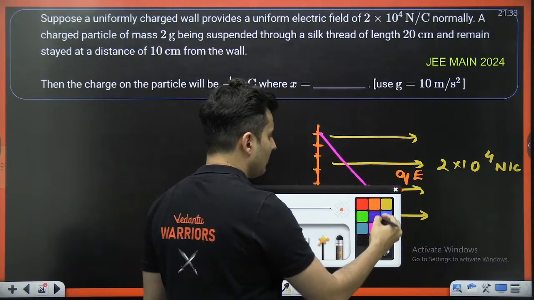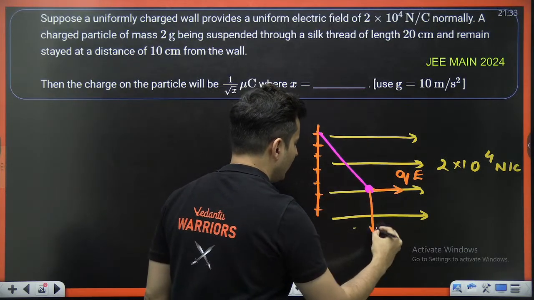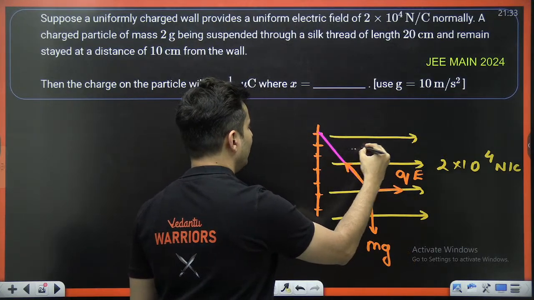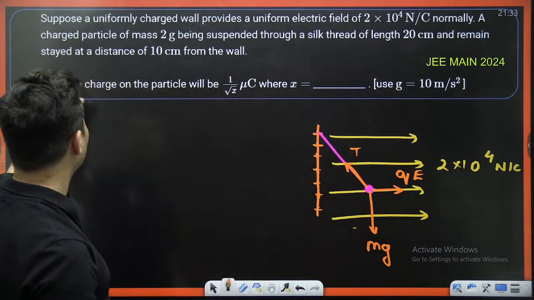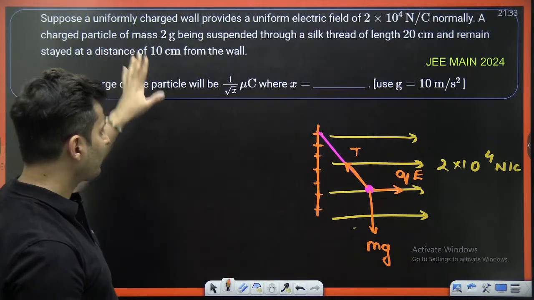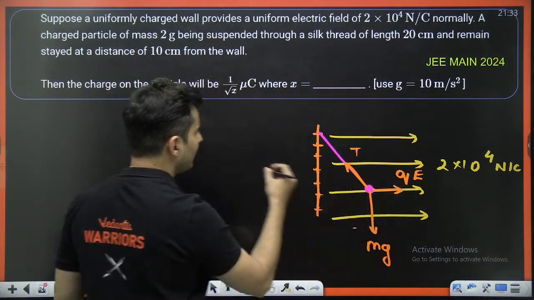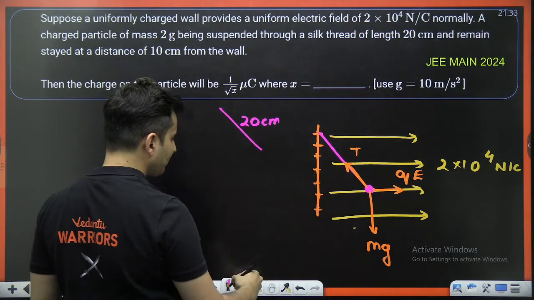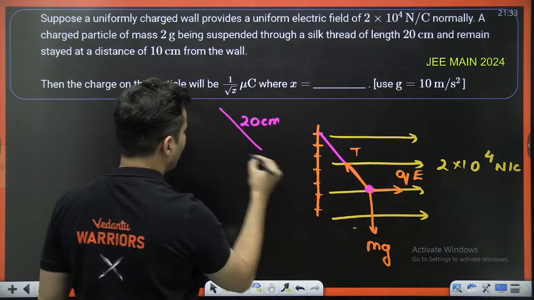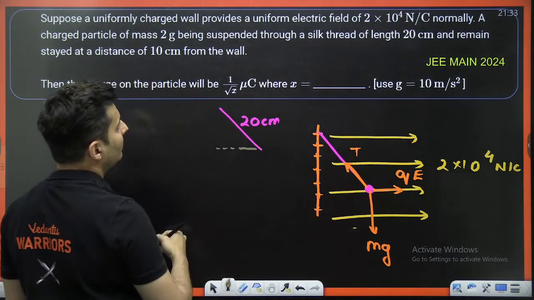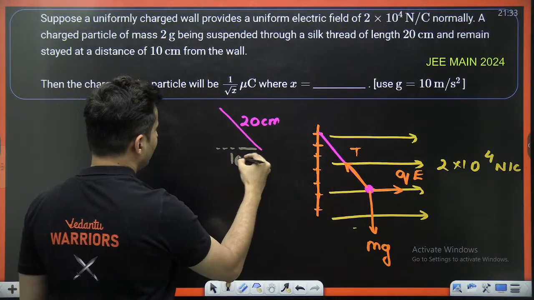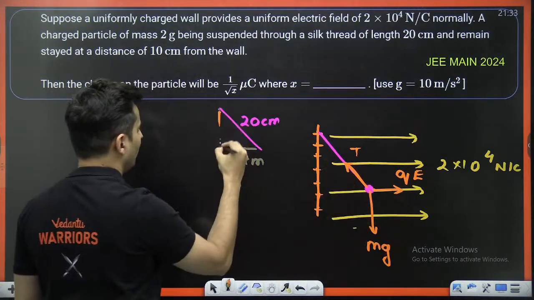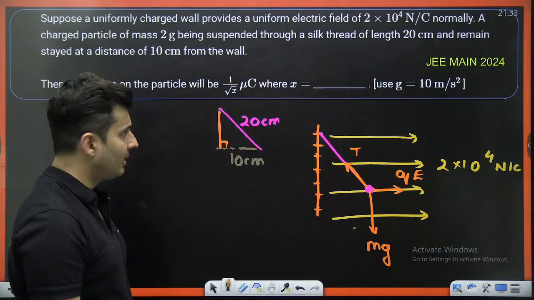Another such force will be due to gravity, and that is nothing but mg. The last force will be the tension force. And how much angle is it maintaining? That is not given, but they have given the lengths. That's enough for me, because if the length is 20 centimeters and the distance from the wall is basically 10 centimeters, this line now completes and makes it a right angle triangle.